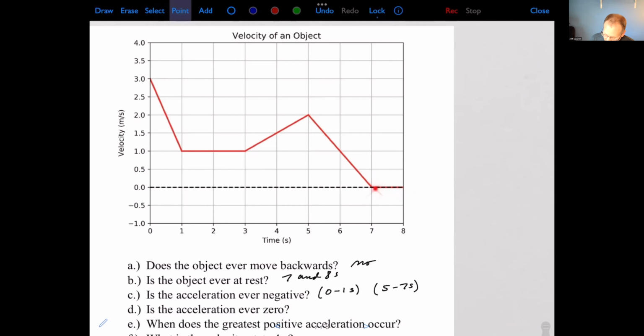Here, the velocity is constant. In fact, it happens to be 0, right? The object's at rest, so there's also no acceleration between 7 and 8 seconds. So is the acceleration ever 0? Yes, between 1 and 3 seconds and 7 and 8 seconds.